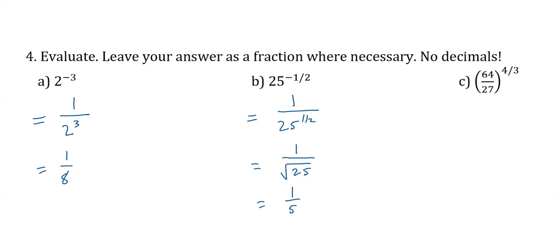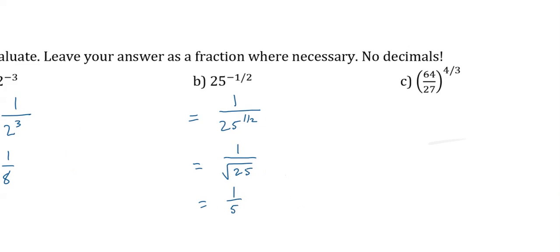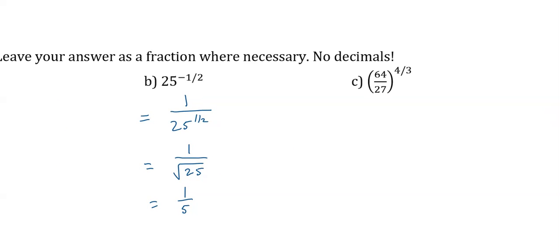I changed this one. I meant to change this one, but it looks like I didn't actually change the whole thing on here. So I'm going to scratch it out and change this to -2/3. So 64/27 to the -2/3. Again, the first thing we probably want to do is manage that negative, so it's going to flip it.